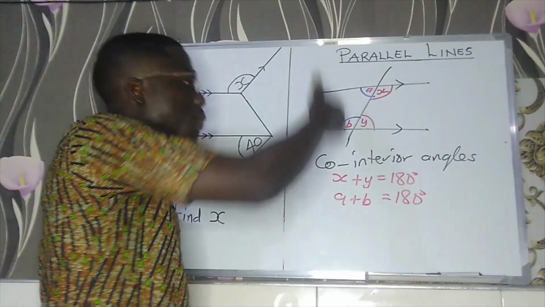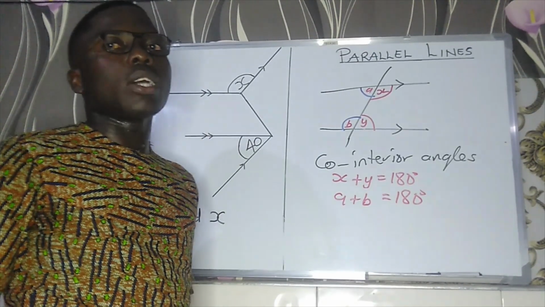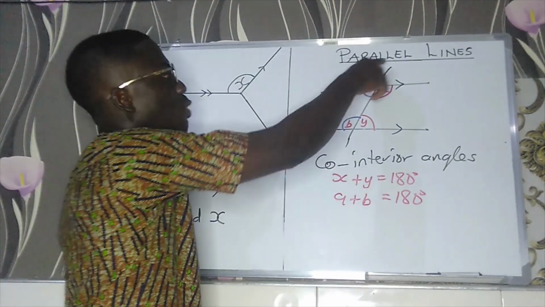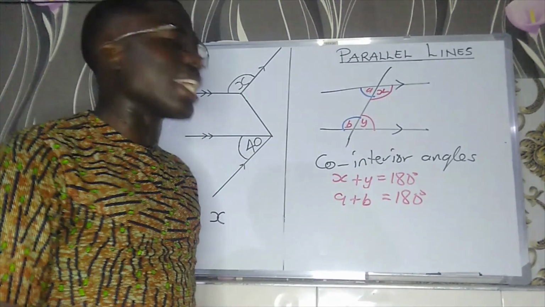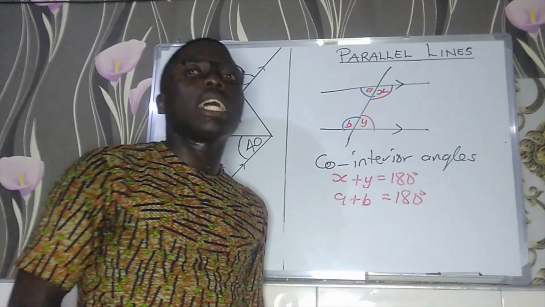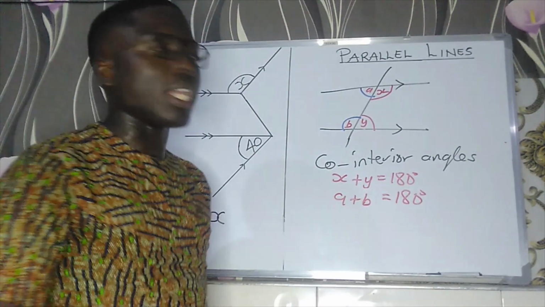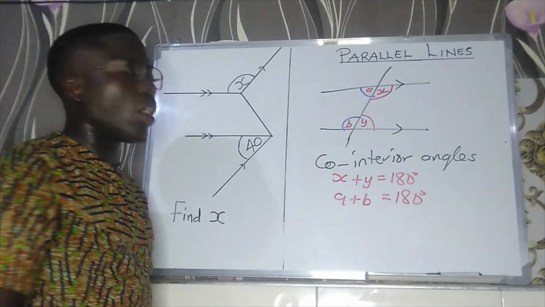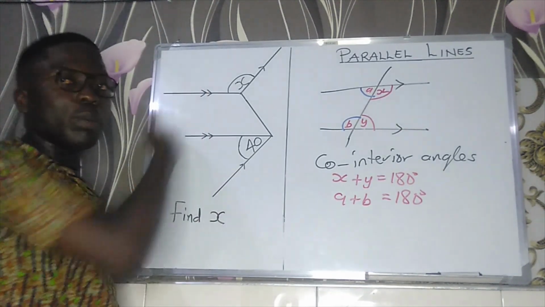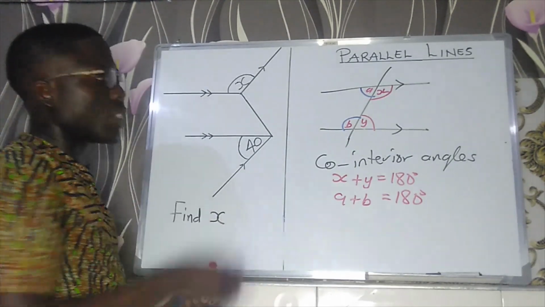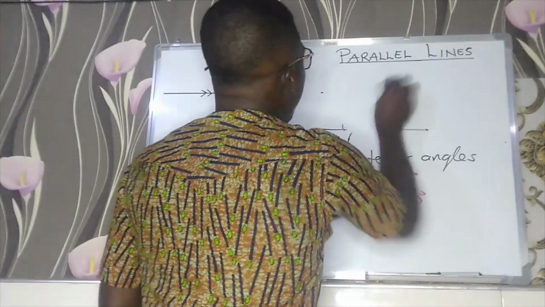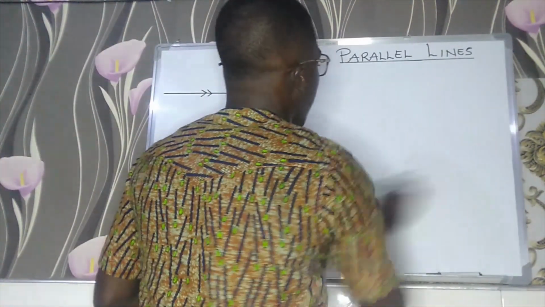So far we are done with the 4 angles which come as a result of a line crossing through parallel lines. If you didn't get anything clear, you can replay back and then follow as we move on. Now, once you are through with all the 4, then it means we should be able to solve this particular question on the board. So let's get into it and see how best we can solve it.